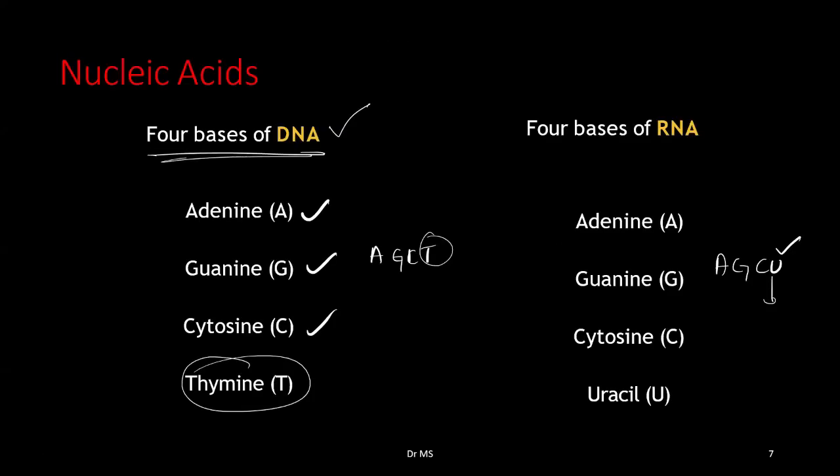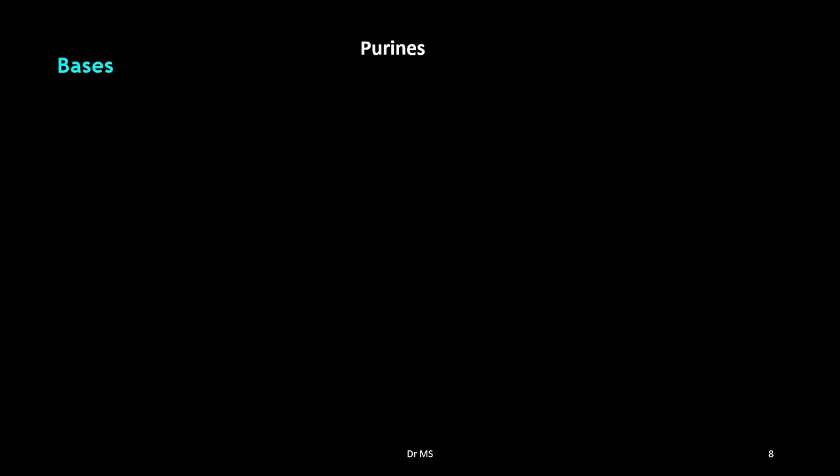adenine, guanine, cytosine, thymine, they were classified into two types. One is the purines and the pyrimidines. So what is purine? So just remember the purines. These are two rings. So one ring will be the six-membered, the other ring will be the five-membered ring. Okay, so both the six-membered and five-membered, they are fused together.